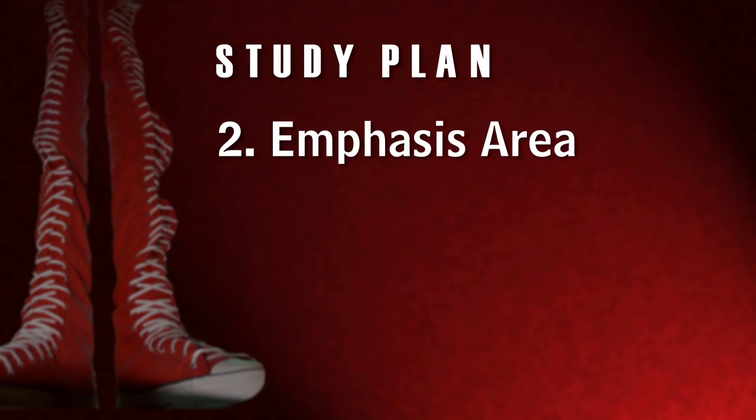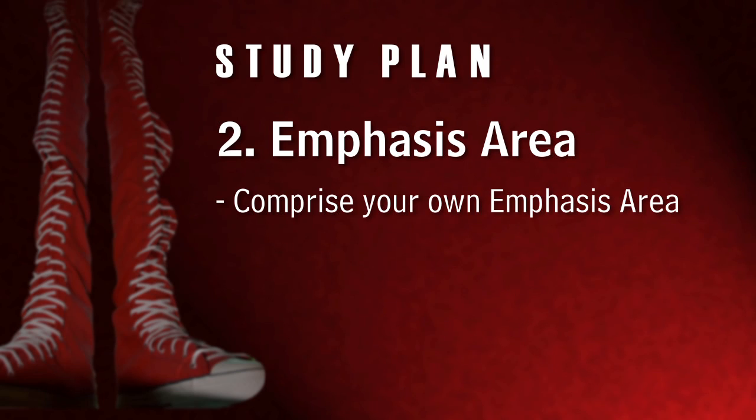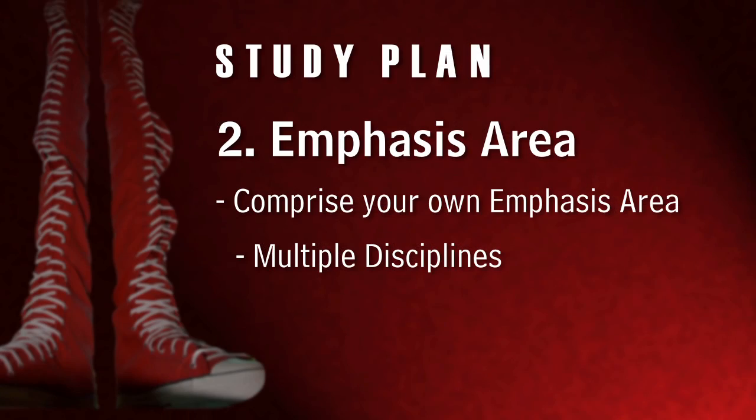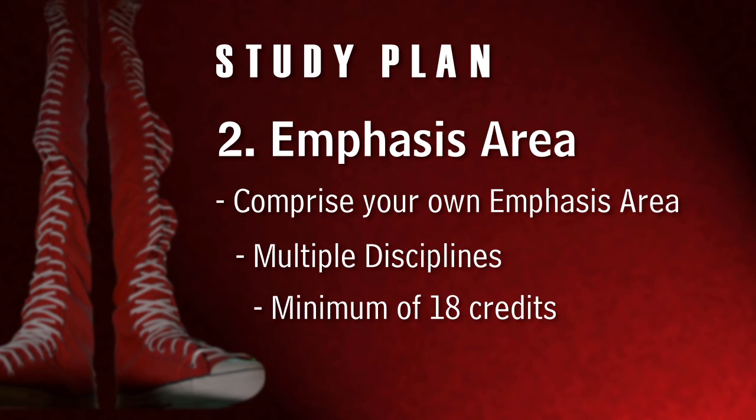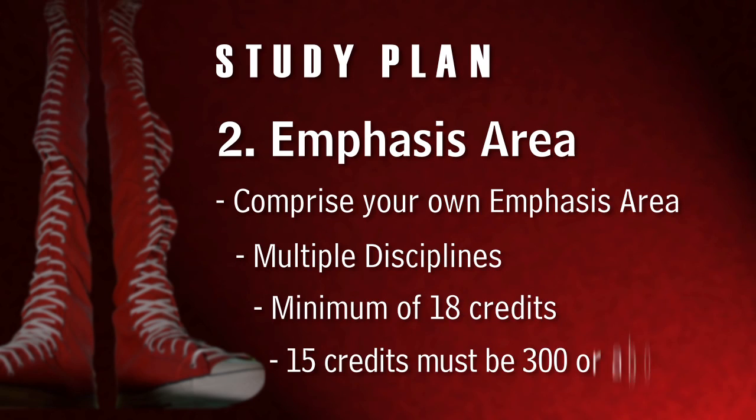The second main area is an emphasis area. Primarily, students have to comprise their own emphasis focus, and they can draw from classes from a variety of disciplines. In fact, we require that. Obviously, if you had all writing classes, you'd be a writing major, but we would like students to have that emphasis area come from multiple disciplines. The emphasis area requires a minimum of 18 credits, 15 of which have to be 300 level or above.